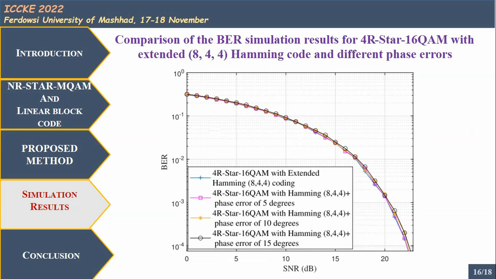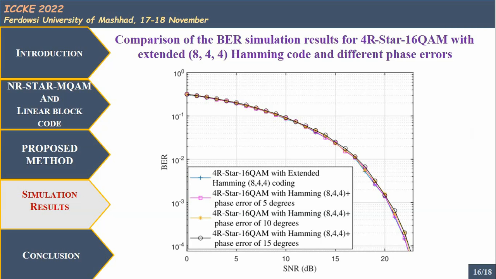This figure illustrates the comparison of the bit error rate performance of four-ring star 16QAM with extended 844 Hamming and different phase errors. In this simulation, we assume that the amplitude threshold includes EAT equal to 10% distribution error, and also different phase errors are assumed. For example, 5, 10, and 15, which means that the phase of the received signal has an error of 5, 10, or 15 degrees in comparison with the transmitted one.